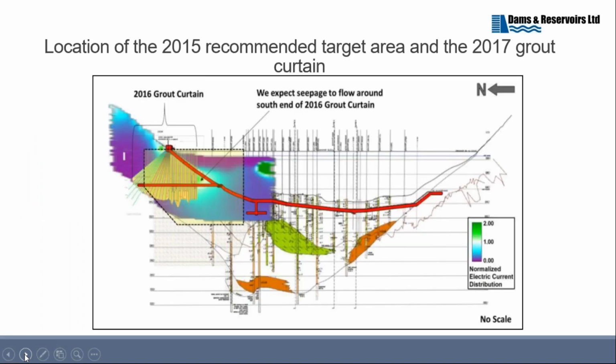But there was significant seepage through the right abutment beyond the end of the dam. The water was tracking around. So here's a cross-section of the dam. You can see the red line is the gallery that runs below the dam.